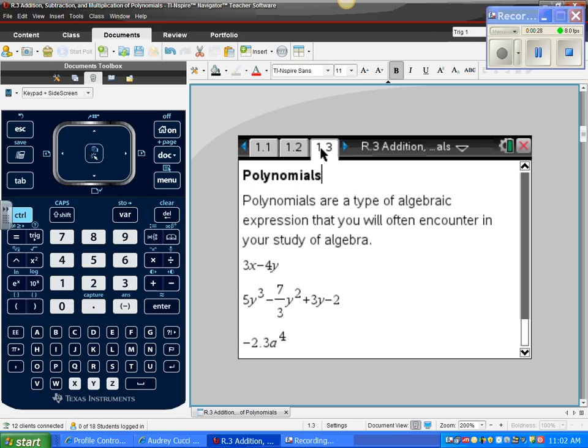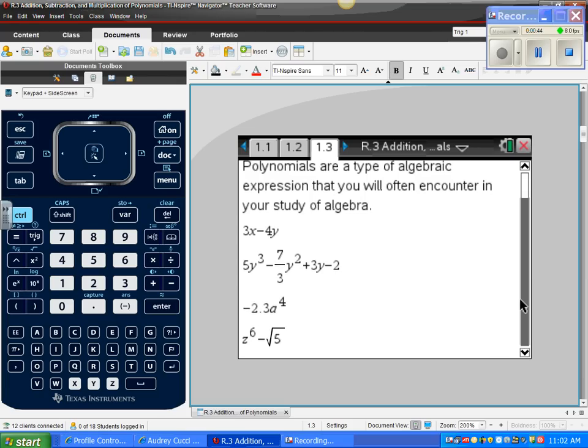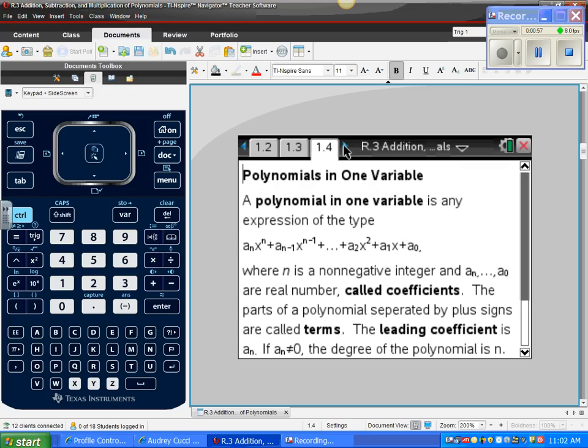Okay, so polynomials are a type of algebraic expression that you will often encounter in algebra. You have seen these a million times. You've seen a million polynomials. This is nothing new. Those below are just examples of polynomials. Notice that they are all in descending order, specifically this one, where there are more than one term there. This is a multivariable polynomial, and we'll talk a little bit more about that as well.